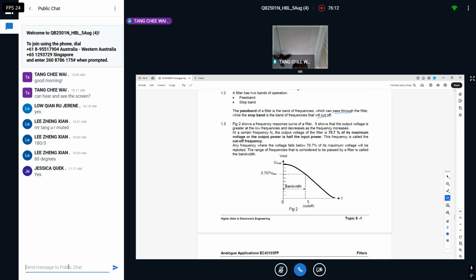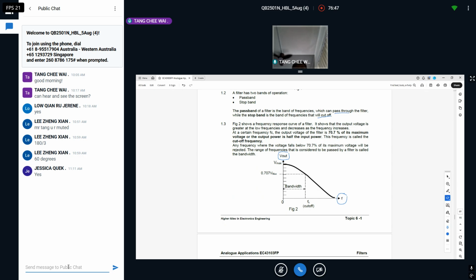Okay, figure 2 shows you the so-called response curve of a filter. Now we take a closer look. What is it about? First of all, they say that the output voltage is greater at low frequency. Before we talk about it, let's identify the X and Y axis first. The Y axis is voltage, output voltage. The X axis is in terms of frequency.